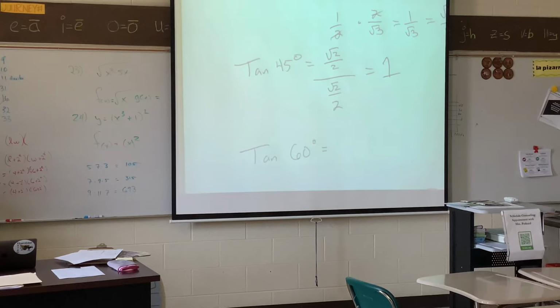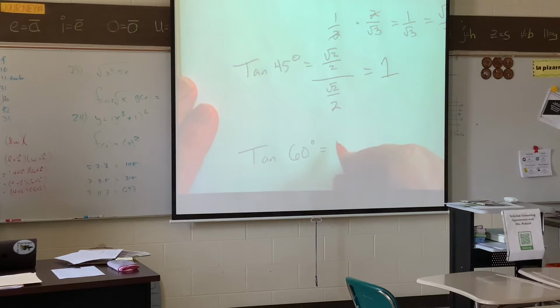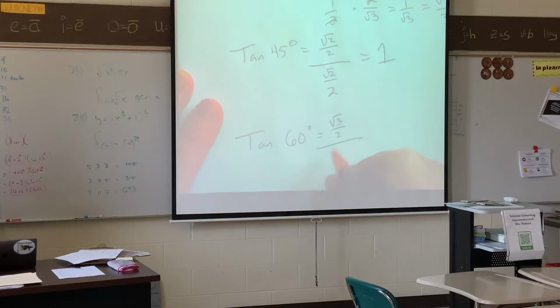Bree, what is the tangent of 60 degrees? Oh, well, the cosine and sine is 1/2 and then square root of 3 over 2. Remember, the cosine goes on the bottom, the sine goes on the top. Oh, wait. Yeah, I'm sorry, sine goes on top. What's the sine? Square root of 3 over 2. What's the cosine? 1/2.